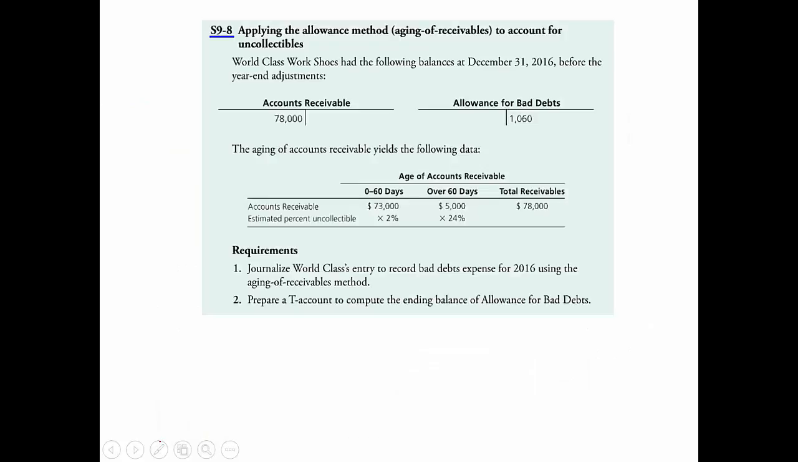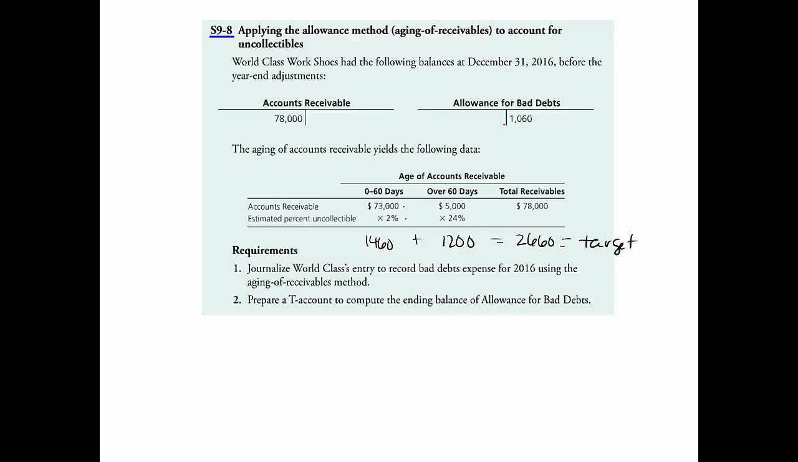Okay, so let's do one of those. We show that we have 78,000 in accounts receivable and 1,060 in allowance for bad debts. The aging of the receivable, they took all the accounts and they really just break them into two groups, 0 to 60 and over 60. So we take the 73,000 times 2%, that would give us 1,460. And then the 5,000 times 24% is the estimated uncollectible there, and I get 1,200. I add the two together, and the total I'm expecting to write off is 2,660. And again, that is my target balance, not my write-off.